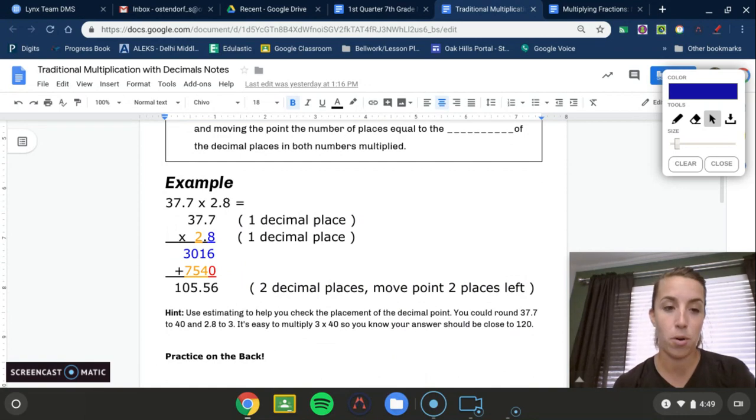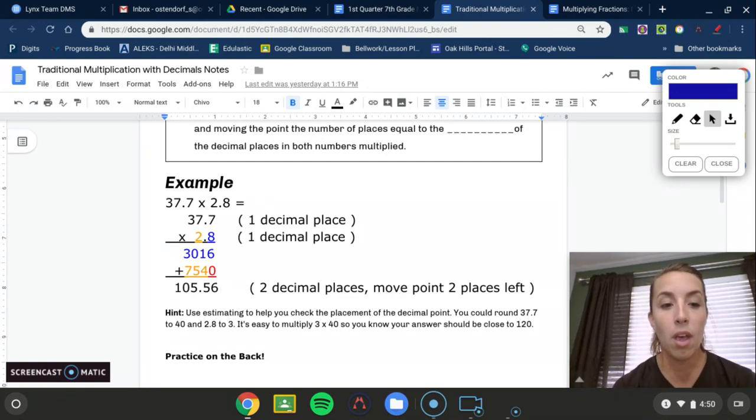First, here's the example. They have 37 and 7/10 times 2 and 8/10. You are going to align the numbers all the way to the right. And it just so happens that the decimals align up. It won't always happen that way. Sometimes you'll see 37.7 times 28 or 37.7 times 0.28, but it doesn't matter. You're always going to line them all the way over to the right. And it just so happens that for this problem, the decimals are aligned up.